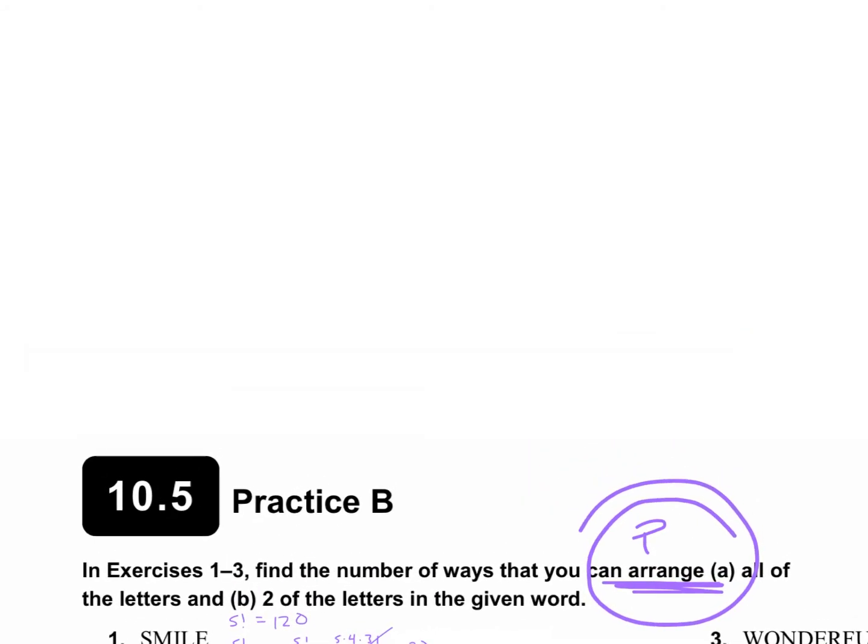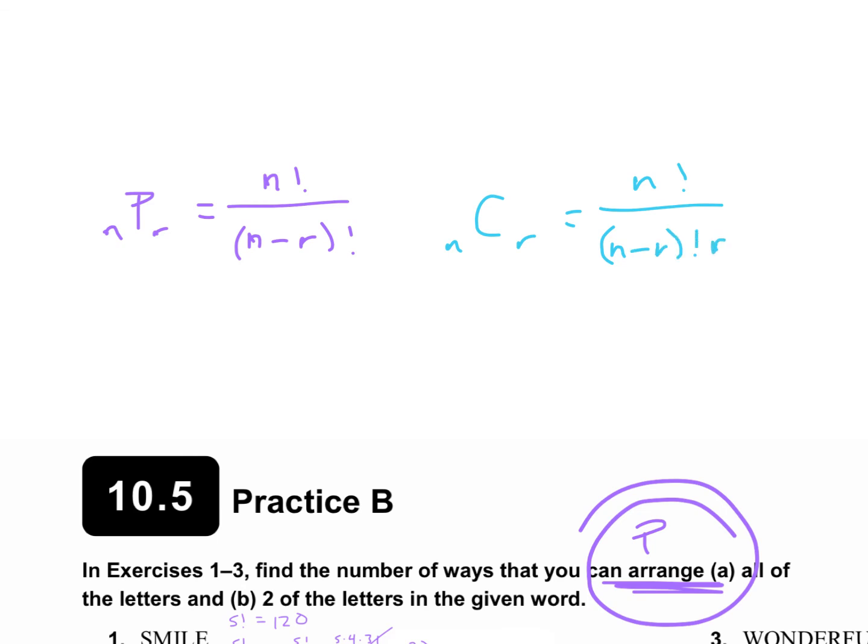I'll write the little formulas up here for you guys. For permutations, that's nPr. N always comes first. The bigger number is always going to be your n, and that's going to go on top. So n factorial over n minus r factorial is for permutations. For combinations, again, you have n and r. N is always going to be the bigger number, and it's always going to come first. So we have n factorial over n minus r factorial times r factorial.